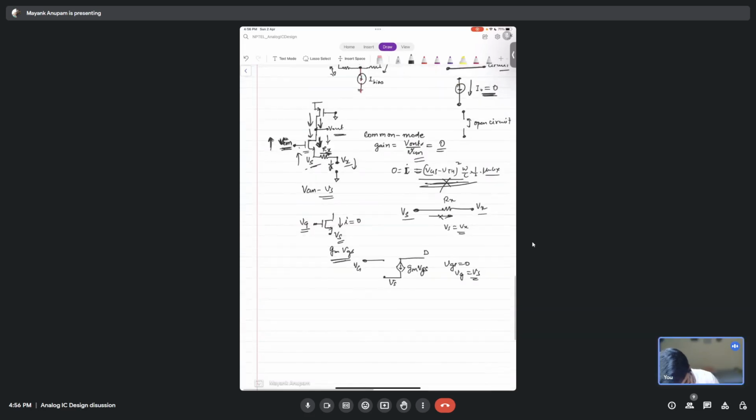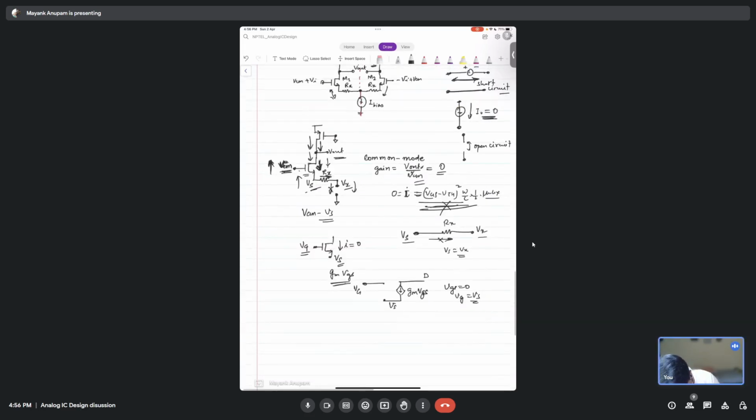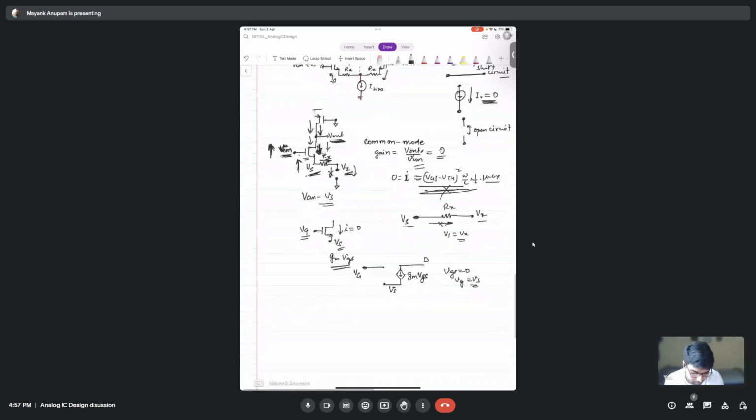What I am trying to get at here is that when you increase VCM here, V out is not changing, but Vx and Vs are changing. The moment you increase VCM here, Vs will also increase in the same manner. Let's say you increase VCM by 1 volt, Vs will also increase by 1 volt, Vx will also increase by 1 volt. Only then can you ensure that there is no current flowing through this transistor here, isn't it? Yes, sir.